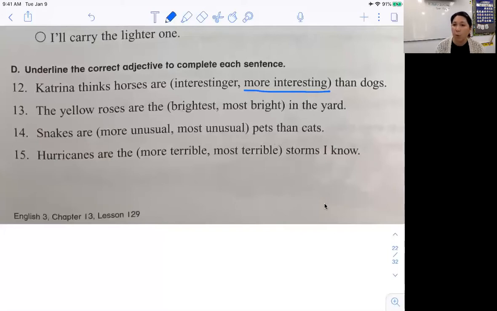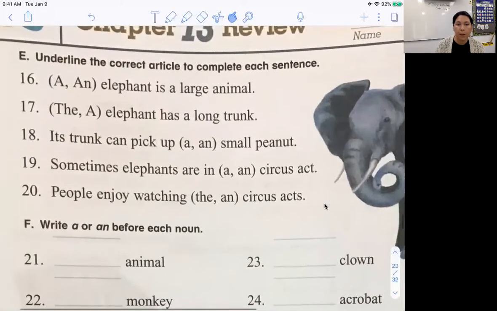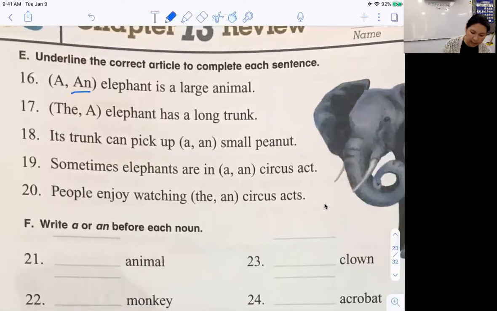If you need any more time or you need to rewind and rewatch that first page, do that now. Otherwise, we're going to move to the back side of the paper. All right. Section E. Underline the correct article to complete each sentence. A elephant is a large animal, or an elephant is a large animal. An is correct because it starts with that E. We know we need an in front of that.